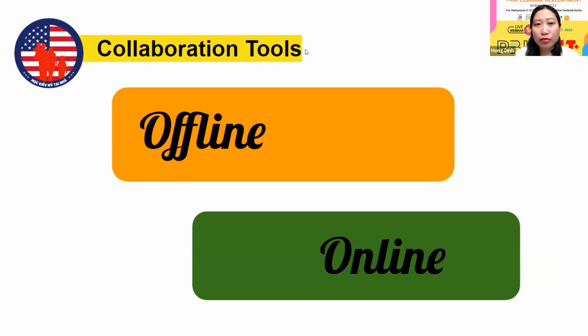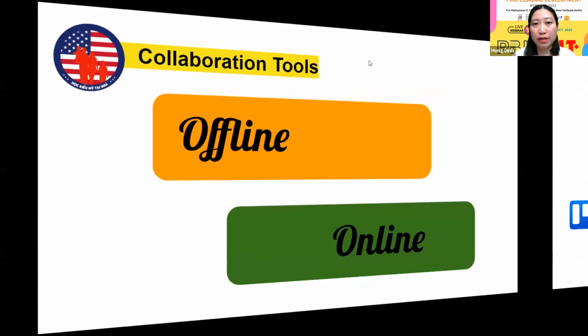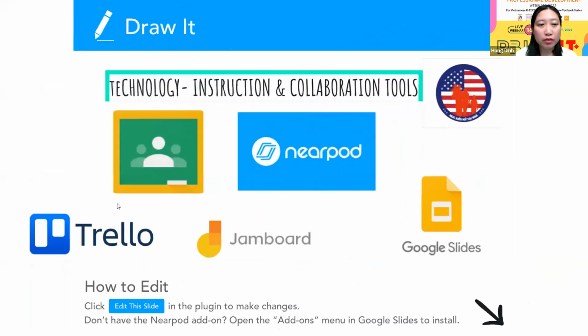And then this is about the collaboration tools. I will talk about both offline and online, some of the choices that you can have when you want them to work together during the project. For the online ones, you can use Google Classroom. I use that a lot, every single day. Google Jamboard was really cool as well when you do small groups. Nearpod, Google Slides, Trello. For maybe high schoolers and college students, you can use Trello and some other tools as well.